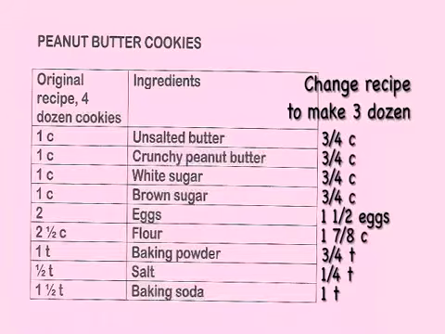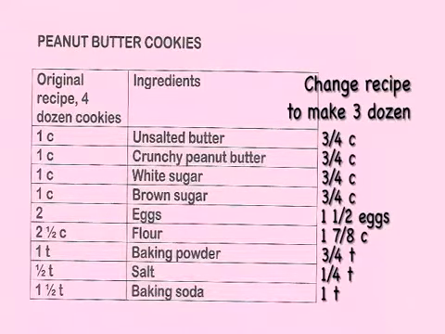To go from 4 dozen, 4 times 12 equals 48 cookies, or 4/4 of a recipe, to 3 dozen, 3 times 12 equals 36 cookies, or 3/4 of a recipe, you will subtract 1/4. Another way to look at it is to divide the ingredients by 4, and then multiply each unit by 3.